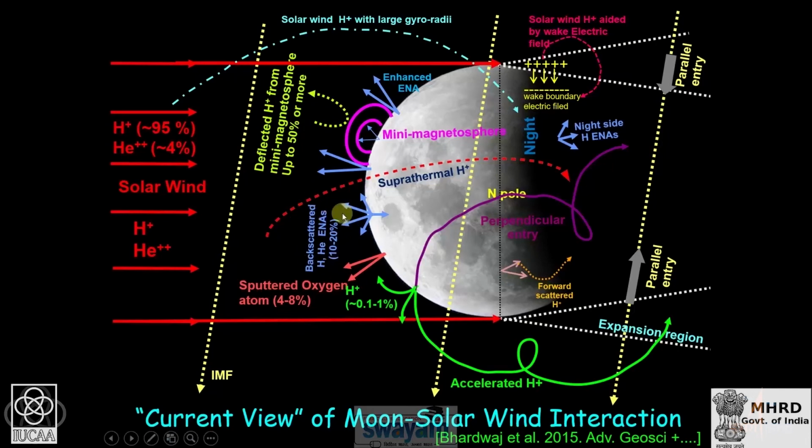We have sputtered oxygen coming out from the surface, almost 4 to 8%, and we have protons coming out as protons, or you can say backscattered as protons, but the percentage is just 0.1 to 1%. We also discovered mini magnetospheres on the moon's surface, which means that the small magnetic anomalies on the lunar surface of a few hundreds of nanoteslas can actually stop this impacting solar wind and deflect these charged particles through a potential which is developed around the mini magnetospheres. So, our understanding about how the moon interacts with the solar wind has completely transformed with the Chandrayaan I mission.